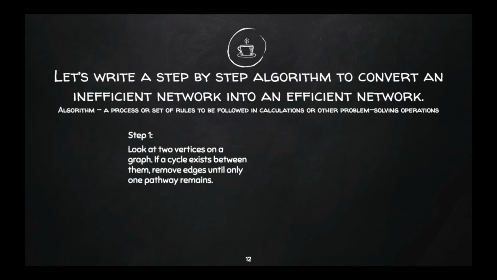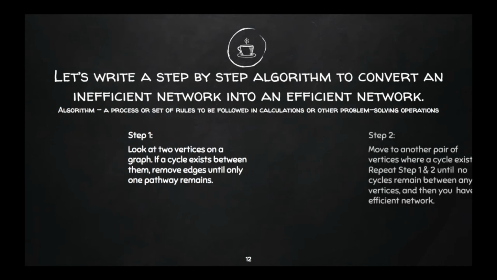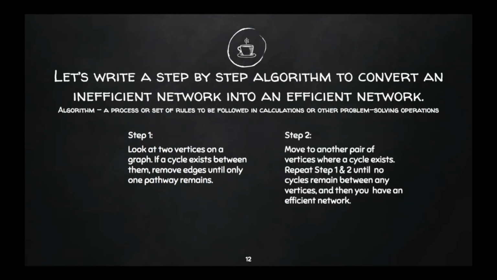Step 1, look at two vertices on a graph. If there is a cycle that exists between them, we'll remove edges until only one pathway remains. Step 2, move to another pair of vertices where a cycle exists, and then we'll repeat steps 1 and 2 until no cycles remain between any vertices. Then you should have an efficient network. Pretty cool algorithm, and it works every time.